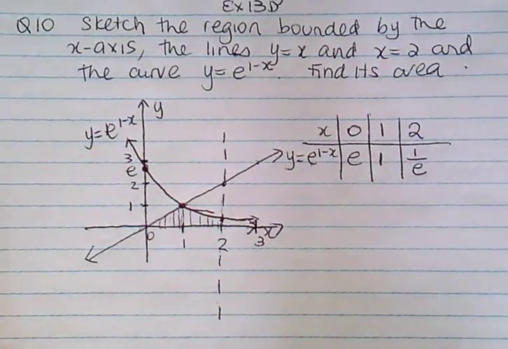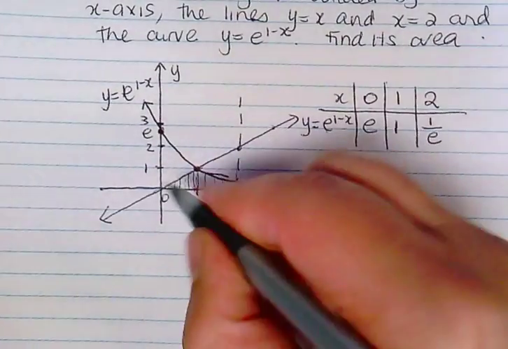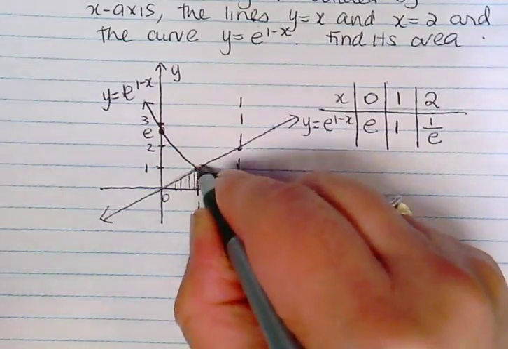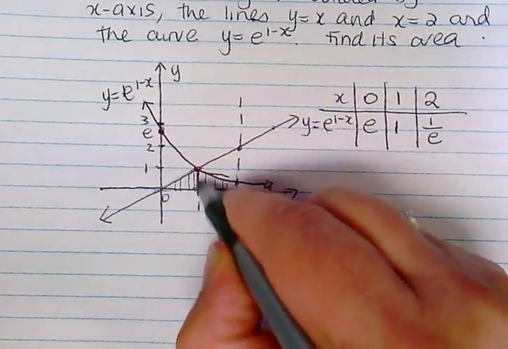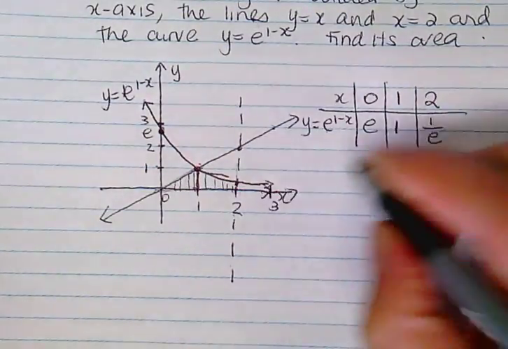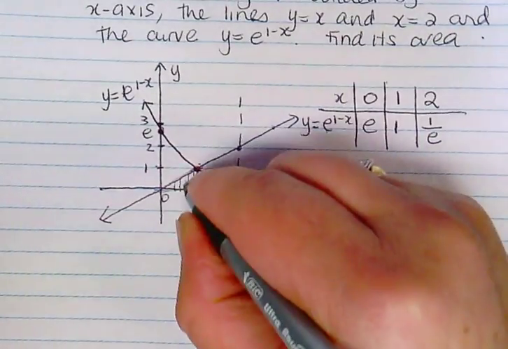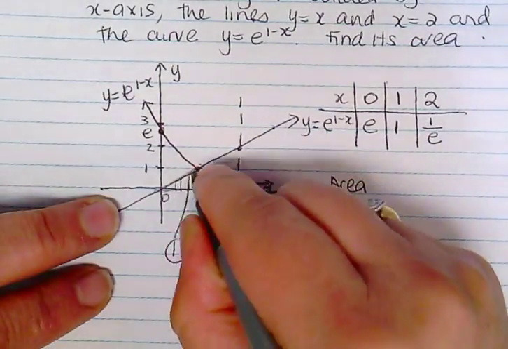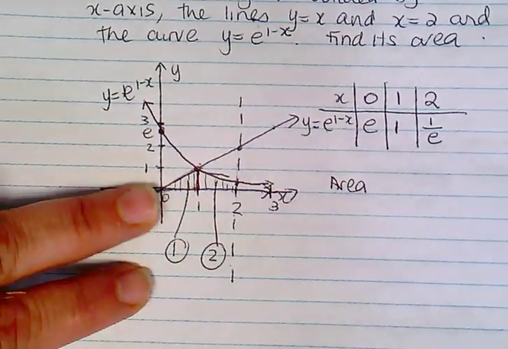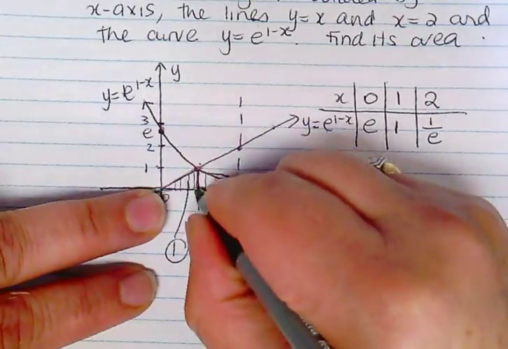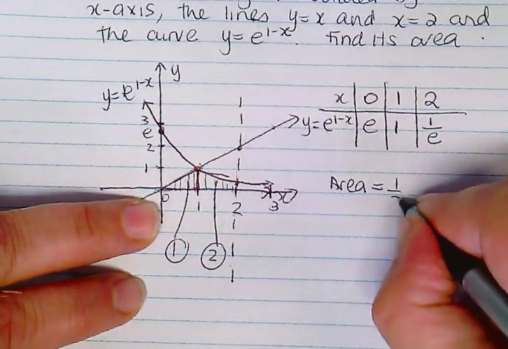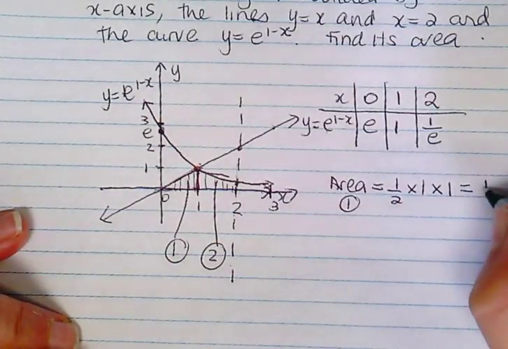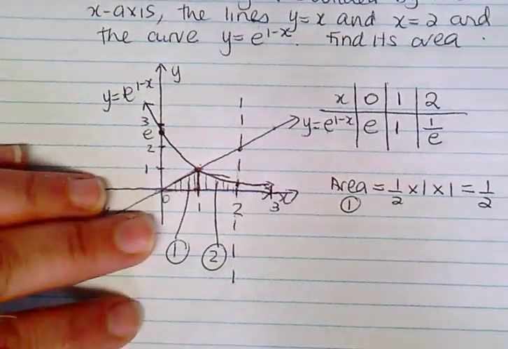Now, the area in there is not all underneath one curve. This area here on the left is only underneath the straight line. You can integrate that, but that is just a right angle triangle. I'm going to call this area 1, and here I've got area 2. Area 1 is just under this straight line, a right angle triangle with base 1 and height 1. So area 1 is a half times 1 times 1, which is 1/2 units squared.